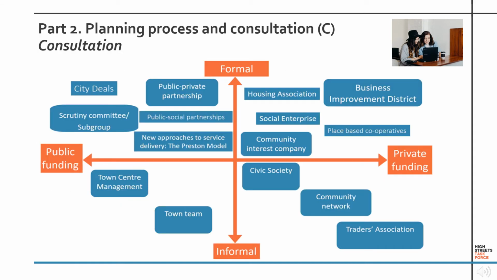This slide, prepared by the High Streets Task Force, illustrates the range of potential town centre high street stakeholders to be consulted and their sphere of influence in terms of degree of formality and source of funding. For example, formal privately funded stakeholders in the top right quadrant include business improvement districts, compared with town teams, which are informal, publicly funded stakeholders in the bottom left quadrant.